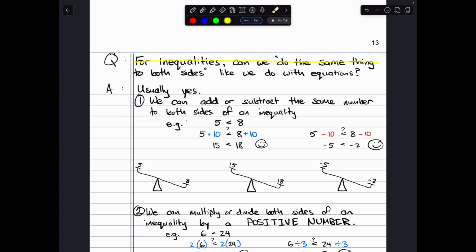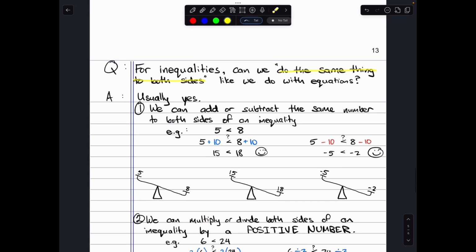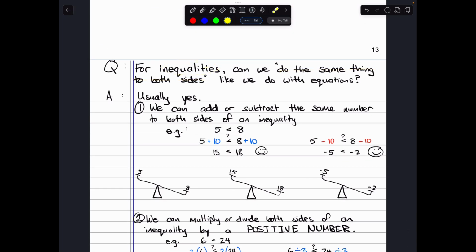So we talked about equations yesterday where you do the same thing to both sides. But I have a question for you. Can we do the same thing to both sides when we're dealing with inequalities? And the answer is not always, but usually yes. So I have some facts that I'm going to tell you. I'm not going to prove them, but I'll give you a few examples, and hopefully that convinces you. You can take my word for it. I'm not going to lie to you.